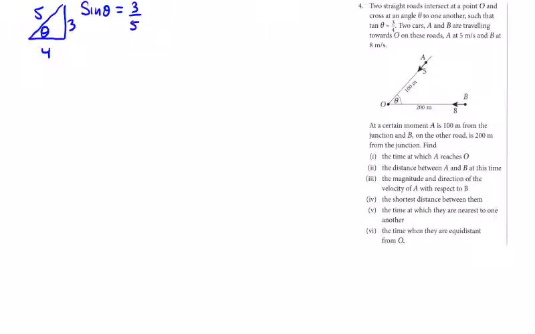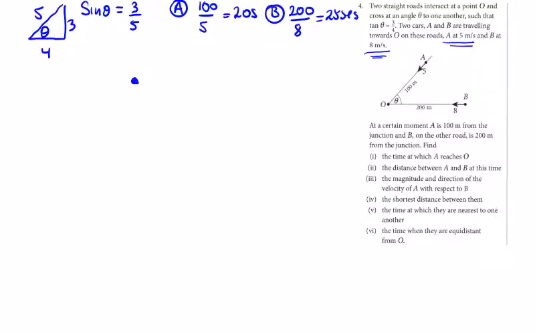Two cars A and B are traveling towards these roads, A at 5 meters per second and B at 8 meters per second. It tells us that B is 200 away and A is 100 away. So A is 100 away at 5 meters per second, so it's going to take 20 seconds to get there. Is that quicker than B? B is 200 away at 8 meters per second, so it's going to take 25 seconds to get there. So A gets there first.